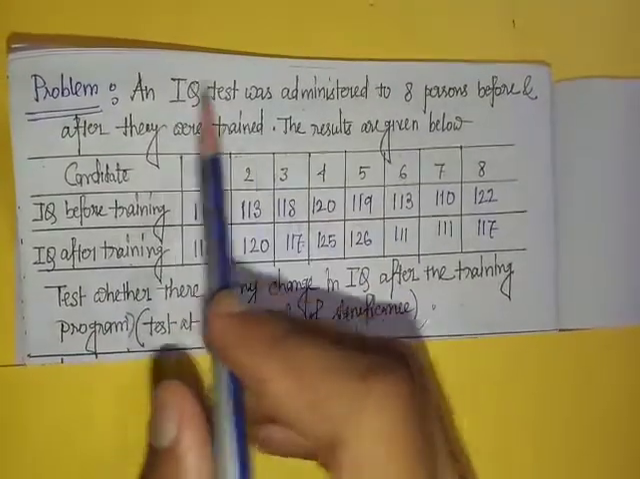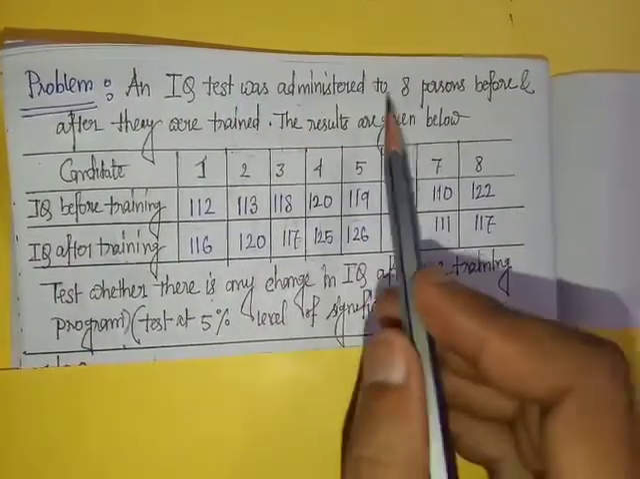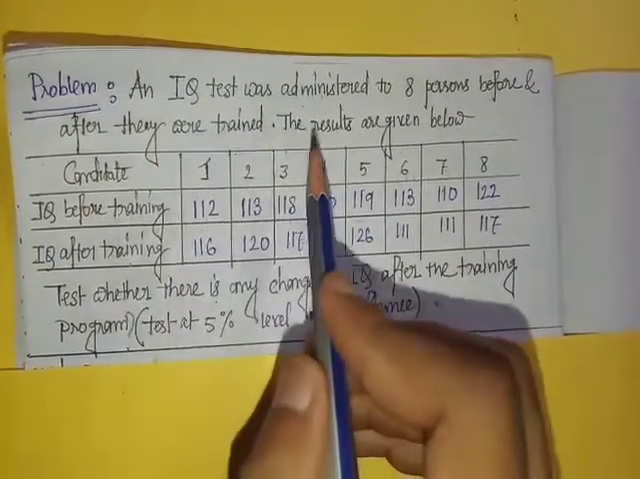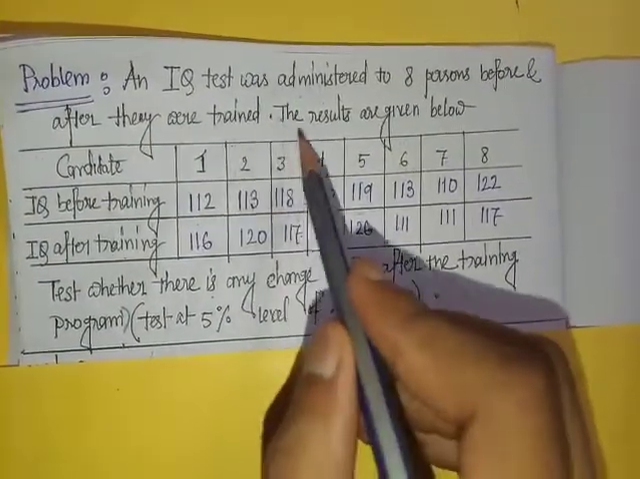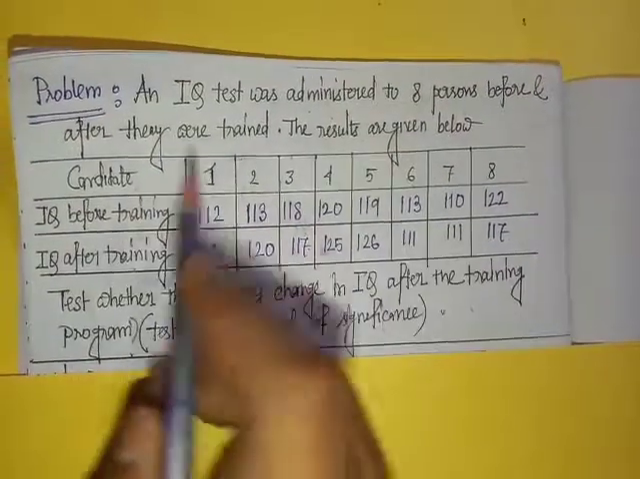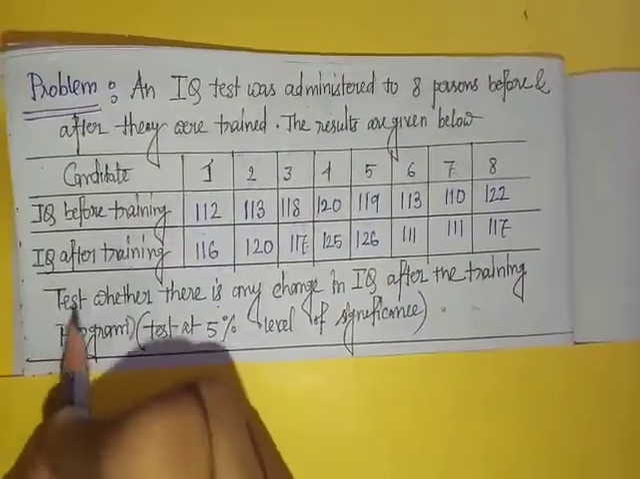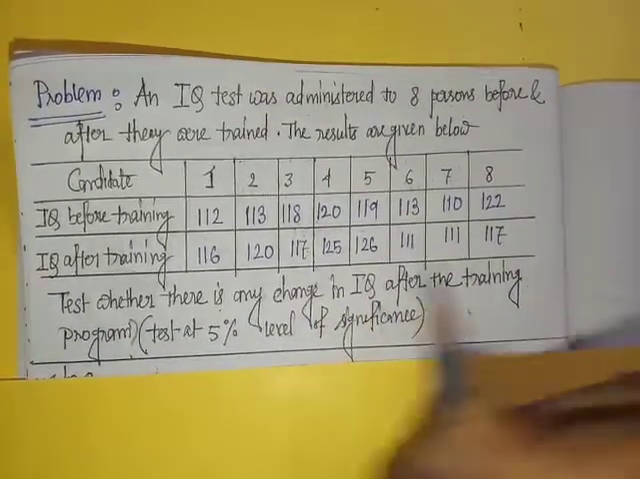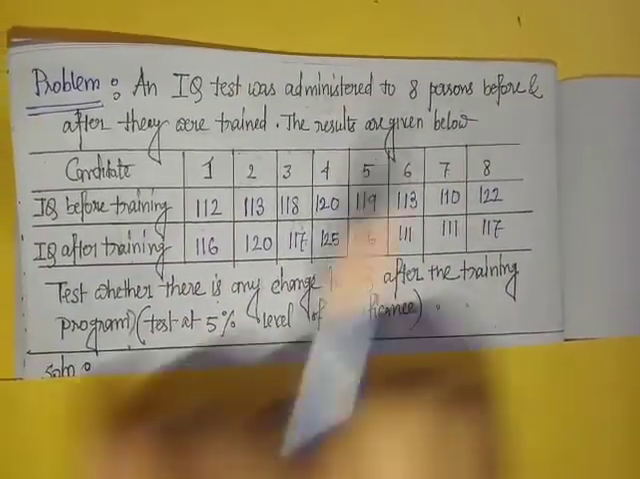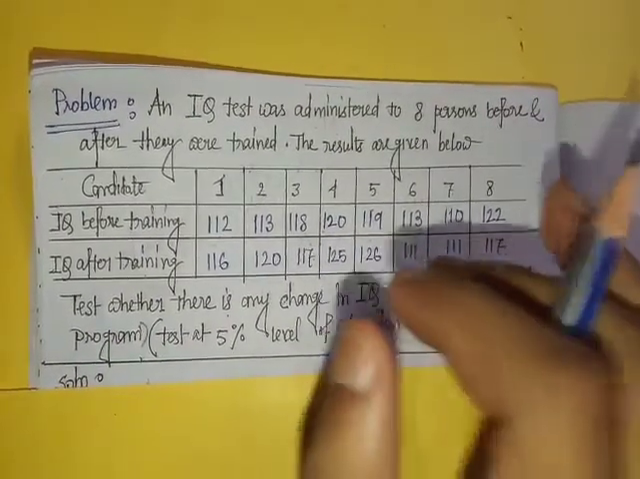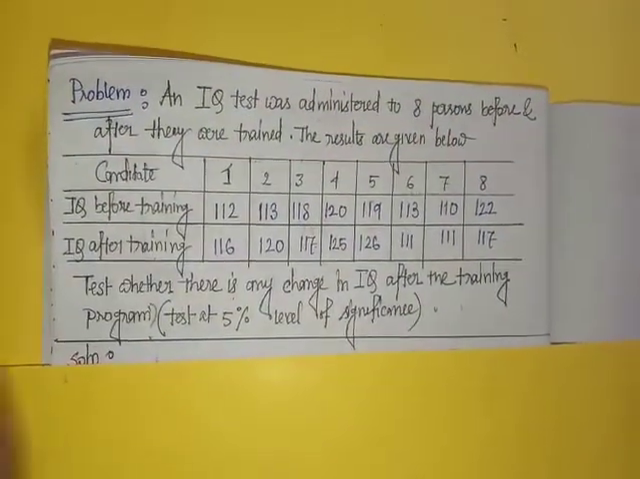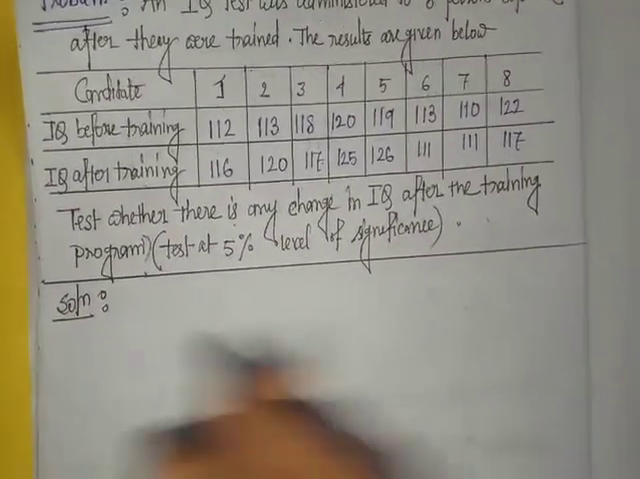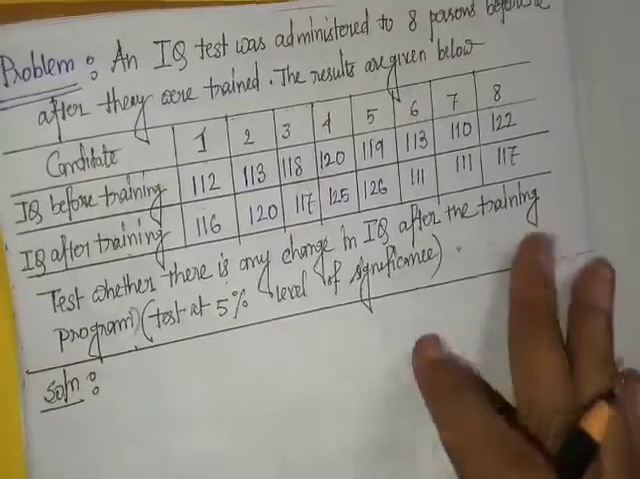Again I repeat, an IQ test was administered to 8 persons before and after they were trained. The results are given below. The question is, test whether there is any change in IQ after the training program. Test at 5% level of significance. Solution: first we will set the hypotheses. First, the null hypothesis.